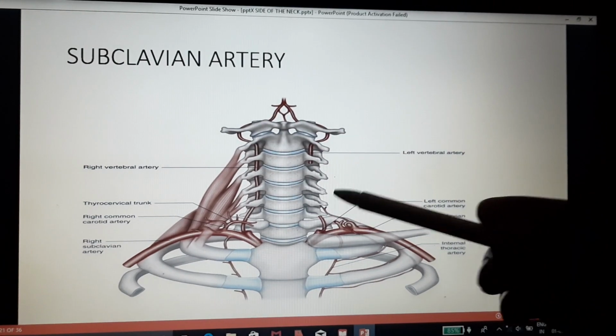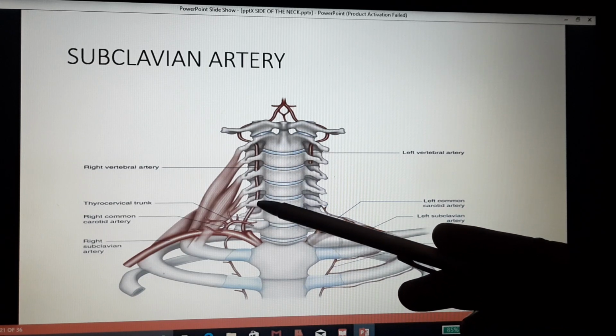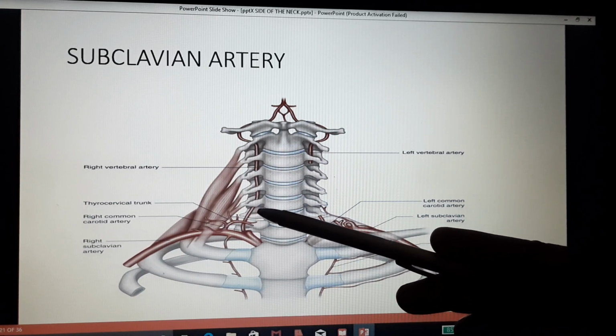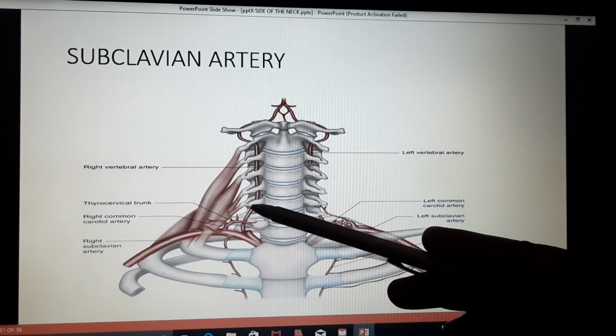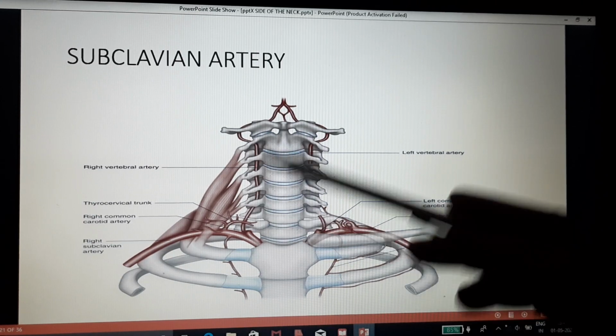In a very few percentage of cases, around 7.5% of cases, the vertebral artery enters through the foramen transversarium of the 7th cervical vertebra. Otherwise, commonly it enters through the foramen transversarium of the 6th cervical vertebra.